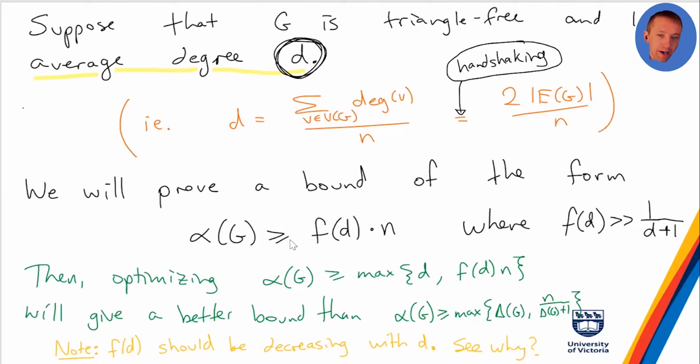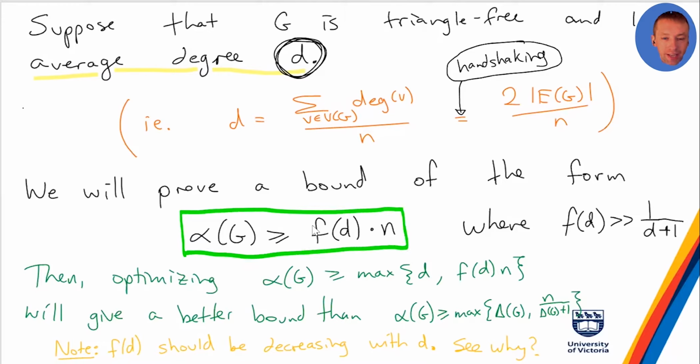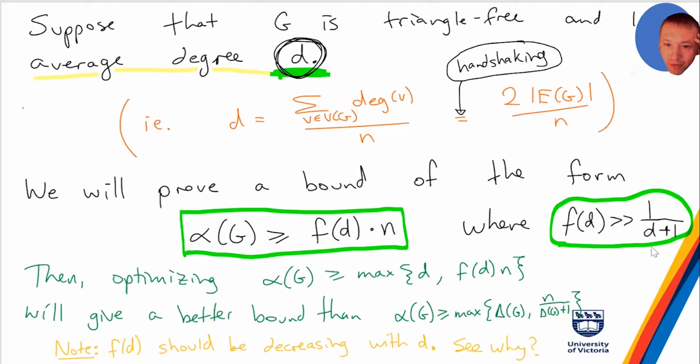So this is going to be our aim. I want to prove a bound of the form alpha of G at least f of d times n, where d is this average degree, where eventually we'll see we're going to want f of d to be bigger than basically 1 over d plus 1, because if it was just 1 over d plus 1, we wouldn't have any real improvement here. And if f of d is a lot bigger than 1 over d plus 1, we're going to have an improved bound. So it's going to be better than what we did here, if that makes any sense.